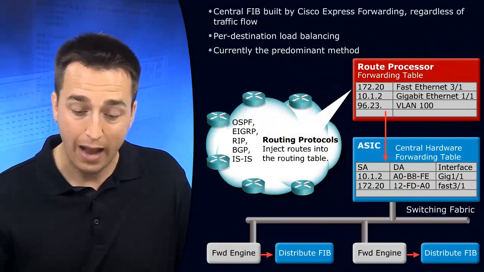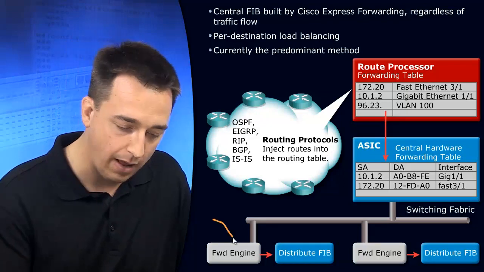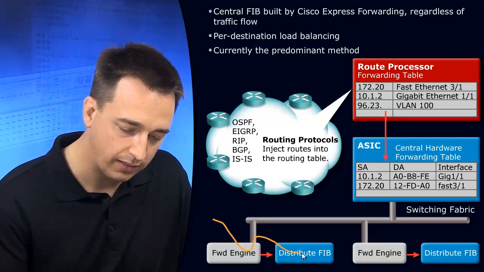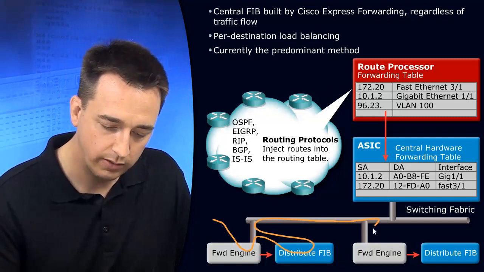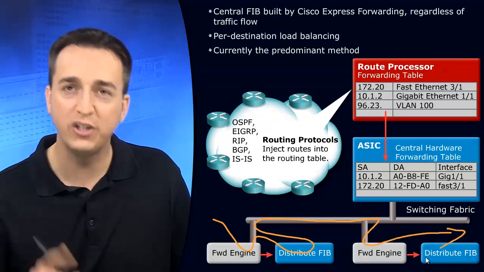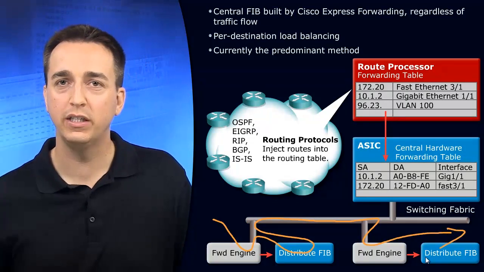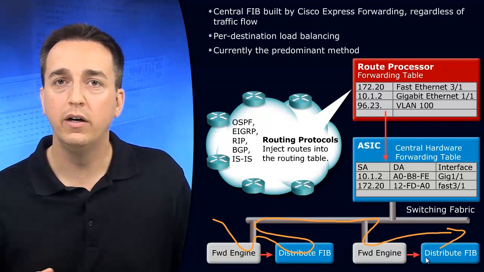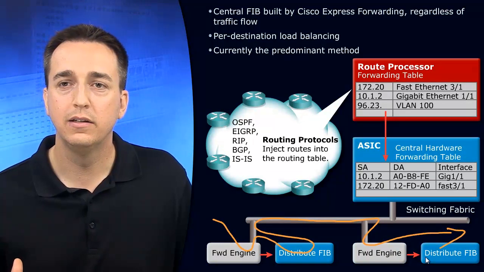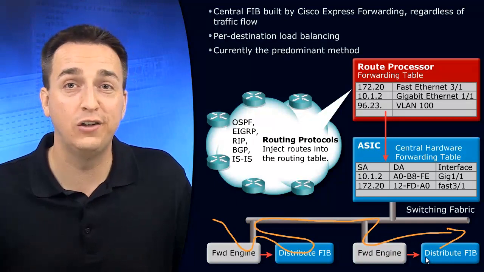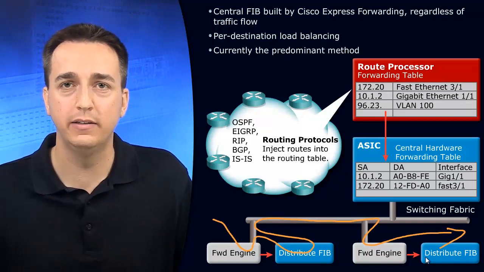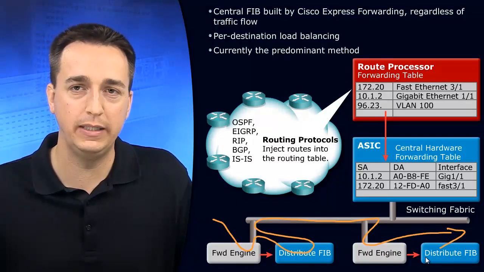So what does that mean for traffic flow? Well, a packet arriving inbound gets checked against the distributed information, and out it goes, much quicker, much more efficient, making the forwarding of packets very, very close to line speed.